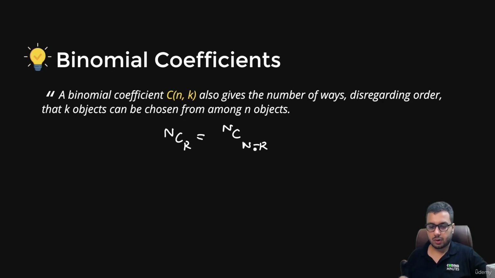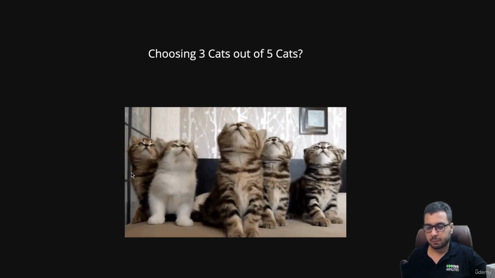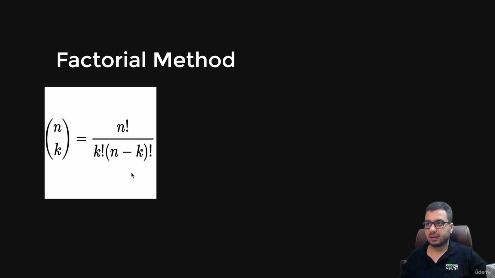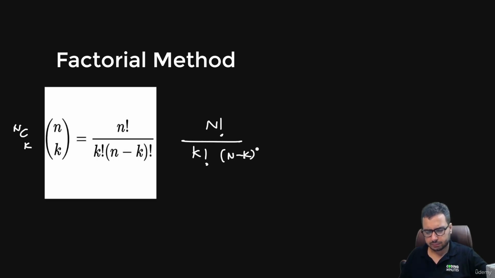If you want to compute a particular binomial coefficient, one method is the factorial method. This denotes nCk. You can compute n factorial divided by k factorial and n minus k factorial. Or if you want to make it a little easier, there is one formula we saw.